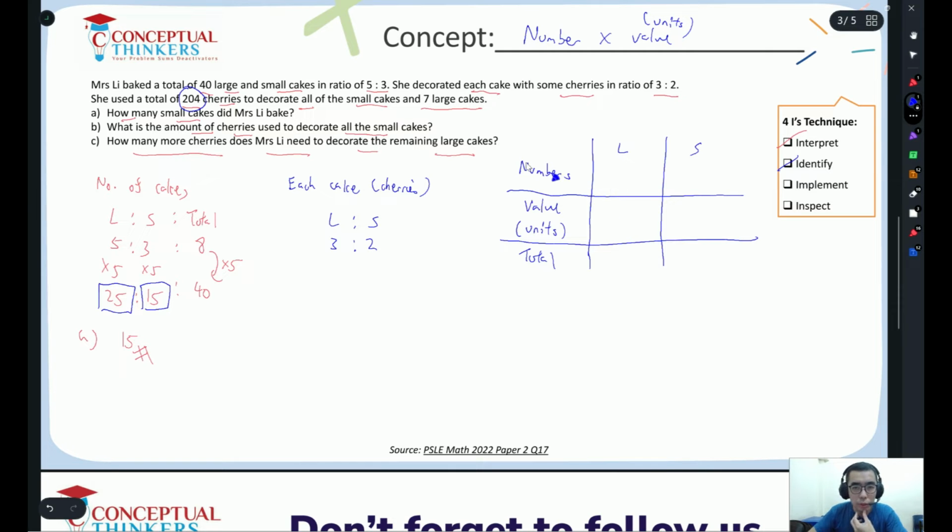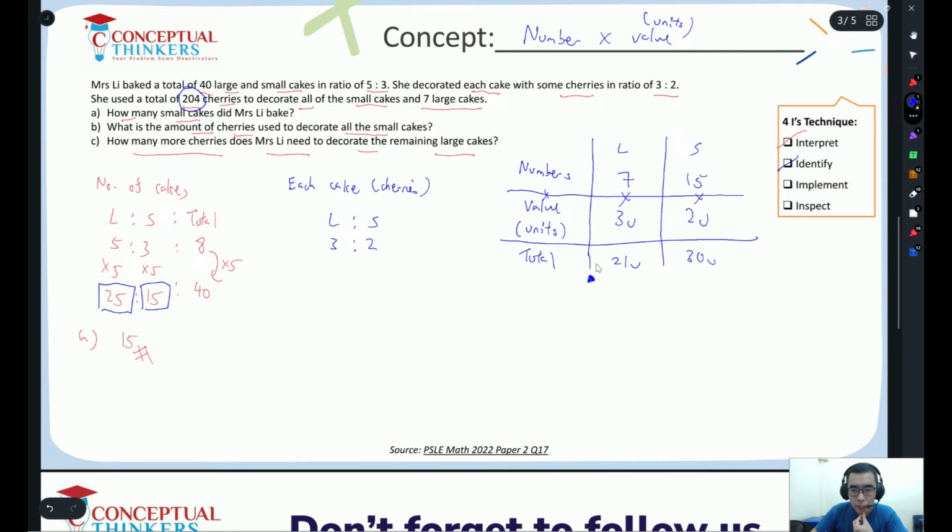So in terms of numbers, they only want 7 large, so don't put 25. We just put 7 here for our large. Then in terms of the small, they mention all the small cakes, so small cake here will be 15 based on our part A answer. Now in terms of value, we know that for large will be 3 units, then for small will be 2 units. So our job is just to multiply them because it's actually number times value. So total here will be 21 units. Then total here will be 30 units.